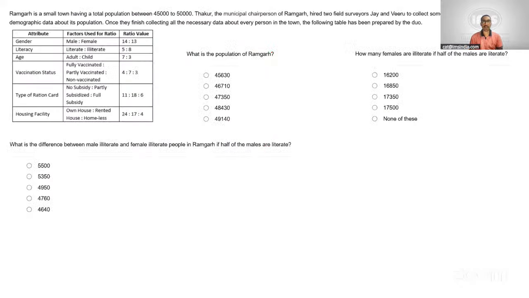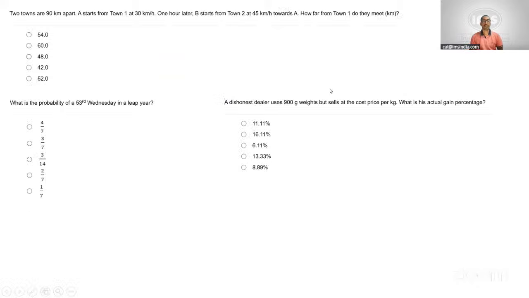Nagar is a small town having some population. Information on ratios, gender, literacy, age. No, no, no, not right now. Sorry, not getting into this. Two towns are 90 km apart. A starts from town 1 at 30. 1 hour later, B starts. No, 1 hour later and all, I don't want to do.